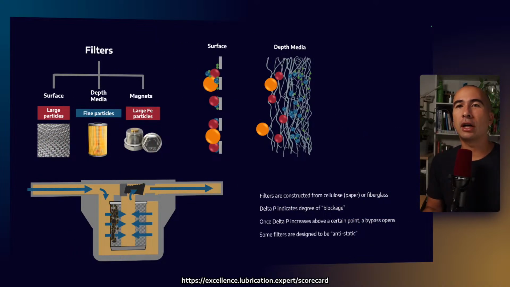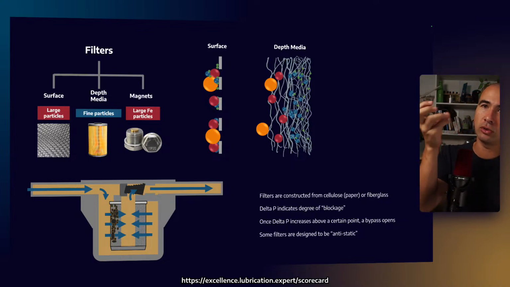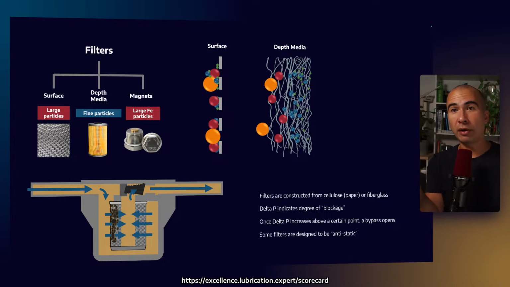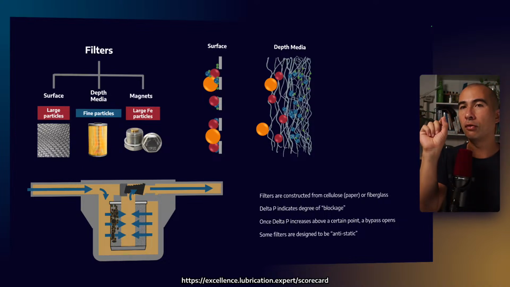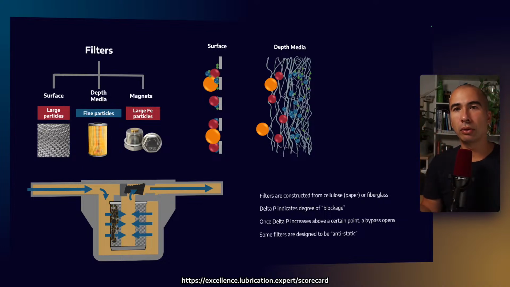There are a number of different types of filters: surface filters, depth media, and magnets. Magnets you'll generally find on a sump plug, and that's just there to collect wear debris. However, monitoring the amount of wear debris collected on the magnet can be an important data point when we are doing condition monitoring.